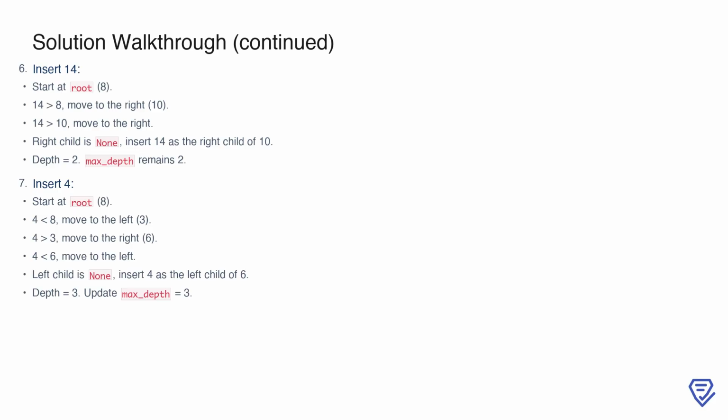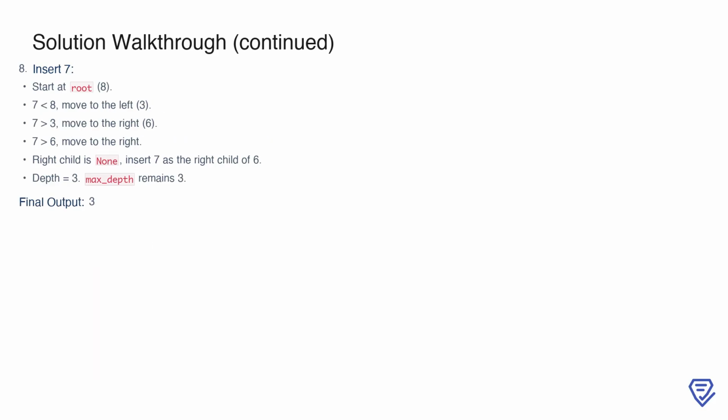Then, we insert 4. Starting at the root, 4 is less than 8, so we move to the left child, which is 3. From there, 4 is greater than 3, so we move to the right child, which is 6. Finally, 4 is less than 6, so we move to the left child of 6. The position is null, so we insert 4 as the left child of 6. The depth of this insertion is 3, so we update the maximum depth to 3.